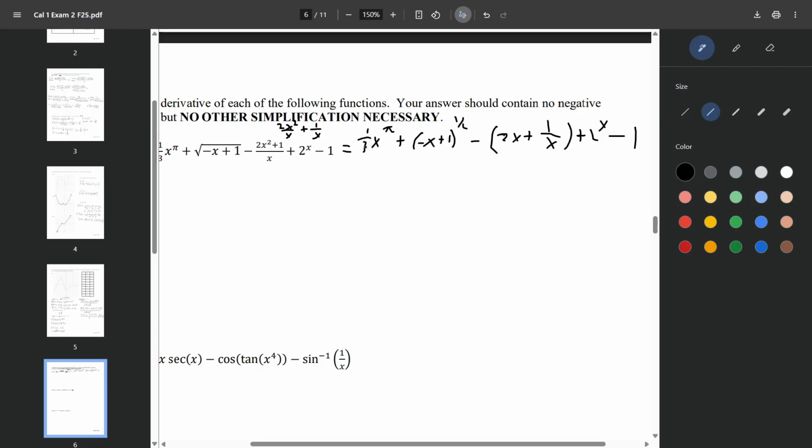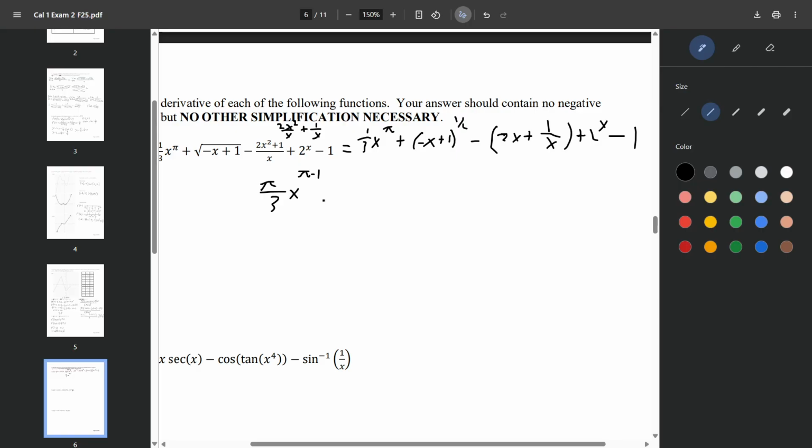So for the first part, 1/3 x to the power of pi, we just take the pi and multiply it to the front, so we're going to be left with pi over 3, and then the new exponent will simply be pi minus 1. And that's all for the first part.